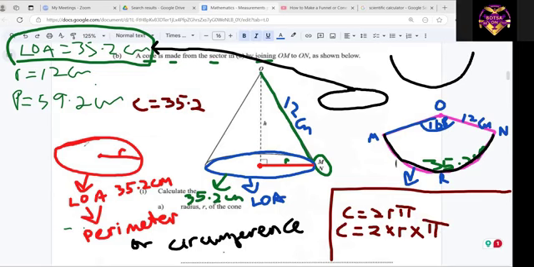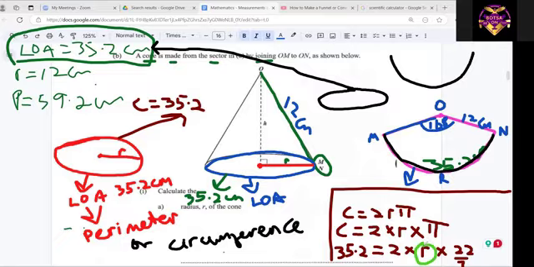So we know that the circumference of this circular part is 35.2, which will be equal to 2 multiplied by the radius, because the radius is what we need to find, multiplied by pi. They told us in the previous part of the question to use pi as 22/7. So here's where we will have to transpose, because r is not by itself, right? And we need to get r by itself in order to find r.